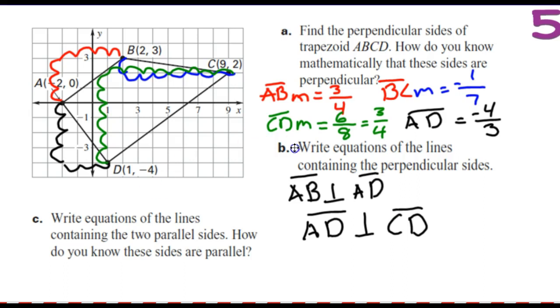Now we're going to skip B and C, and we'll just call it there for our review. Good luck on your test tomorrow.